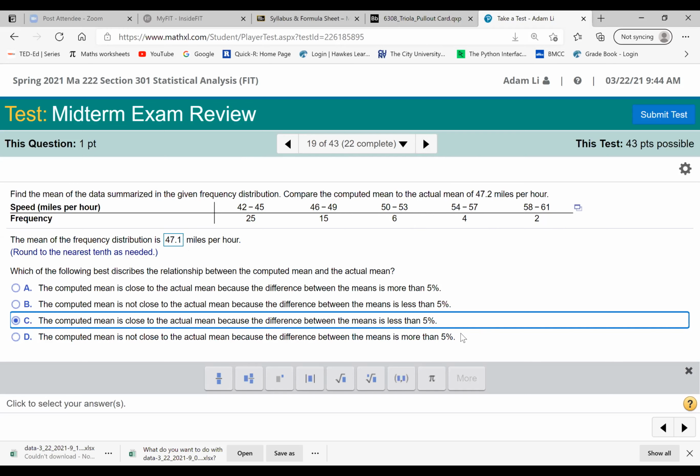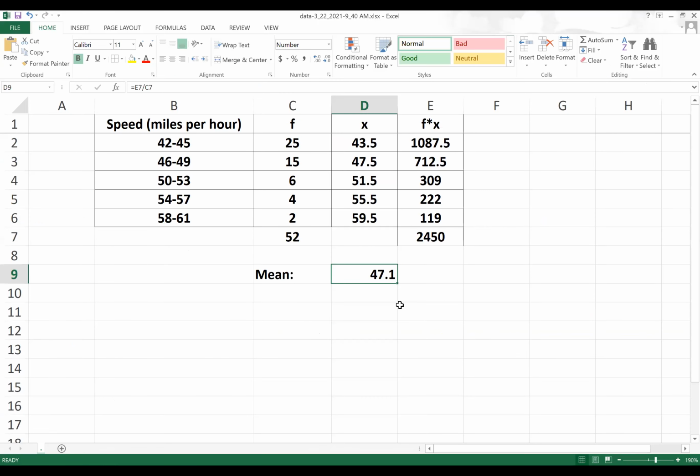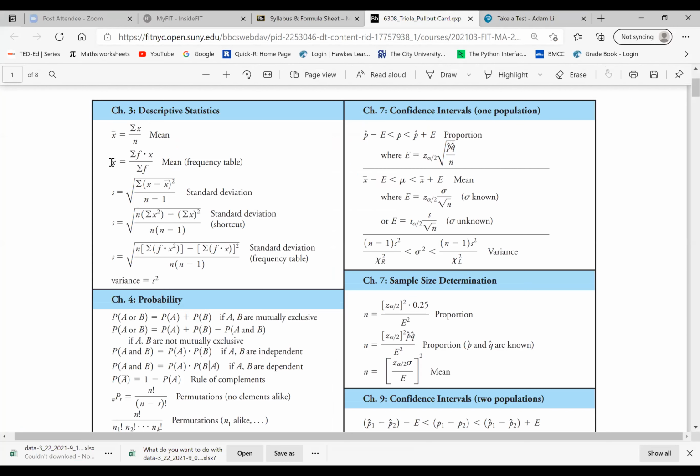Yes, can you go back to where you got the 47.1? Definitely, let's go back a little bit. So first of all, look at the formula right now. I really want to show you the formula one more time. So this is the formula we are using to calculate the mean. We sum up the product of the frequency and the midpoint, total of that, and divide by total frequencies.